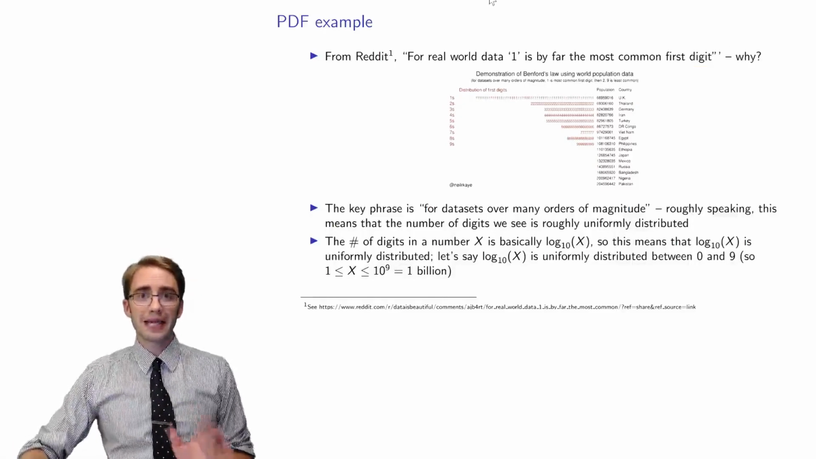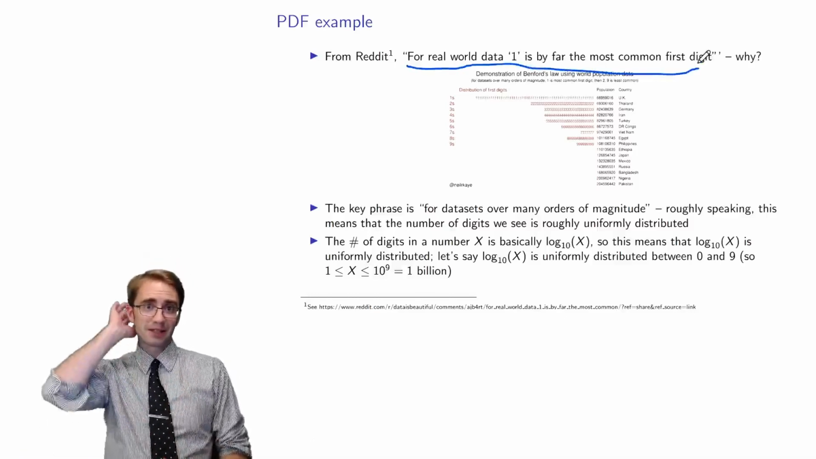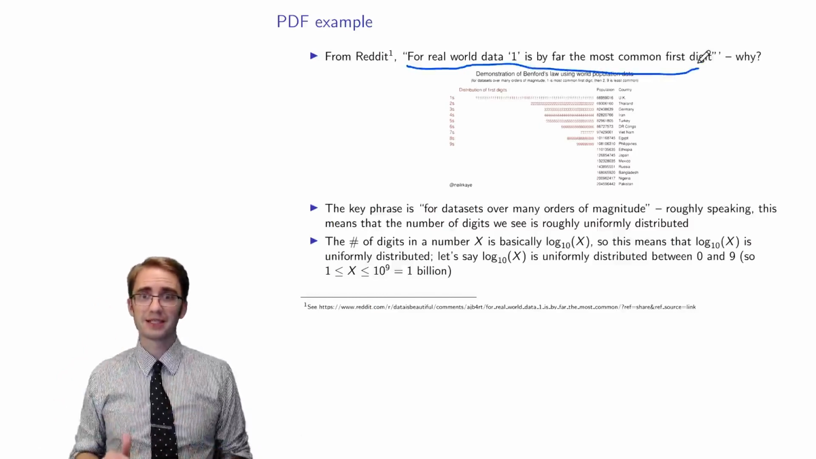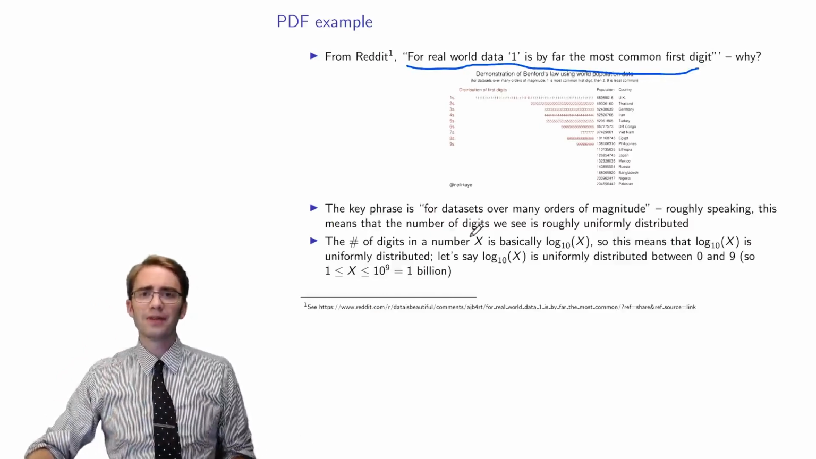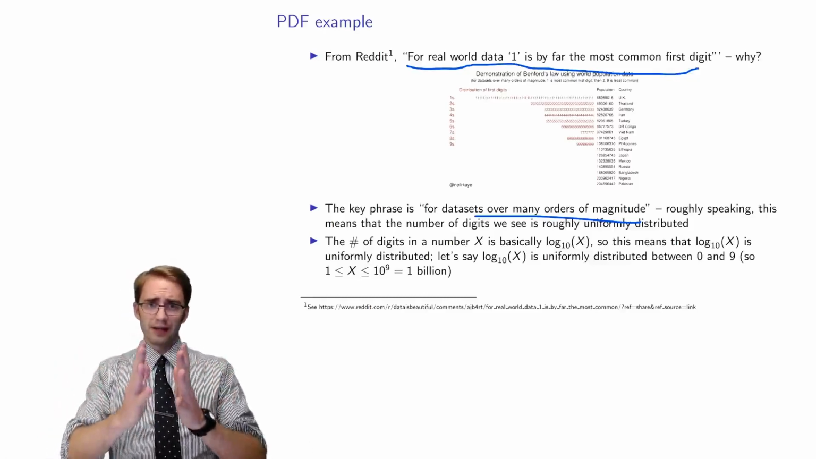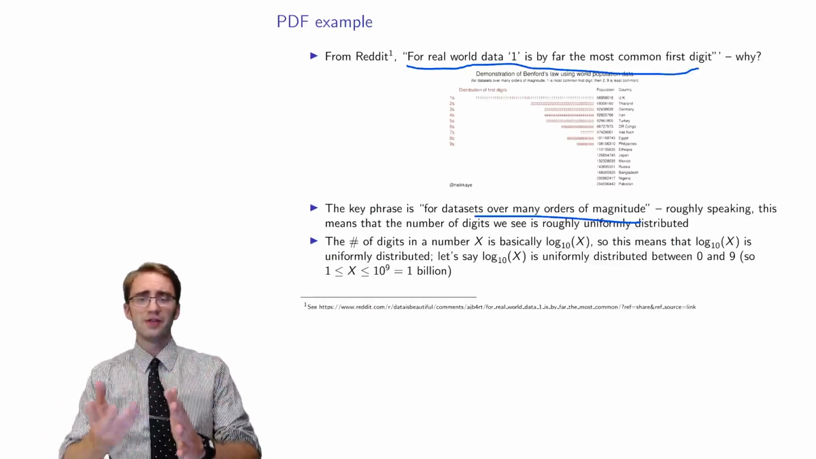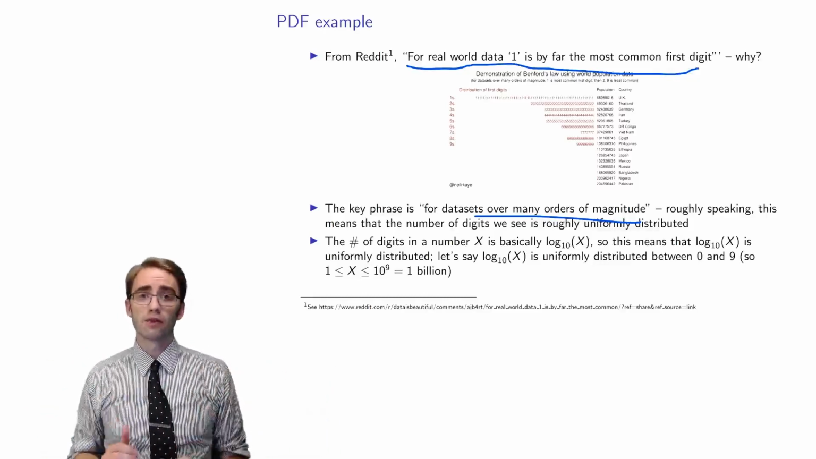So the way the statement was written in the post was that they said for real-world data, 1 is by far the most common first digit. So that requires some clarification or some conditions here. So what actually has to hold is that you have to be holding data sets that vary over many orders of magnitude, meaning that you have a data set where some of the entries have only 2 digits, some of them have 3, 4, 5, 6, where the values can range over many orders of magnitude.